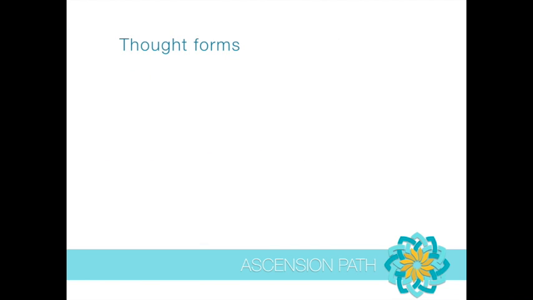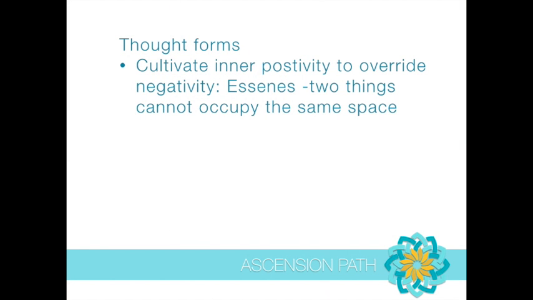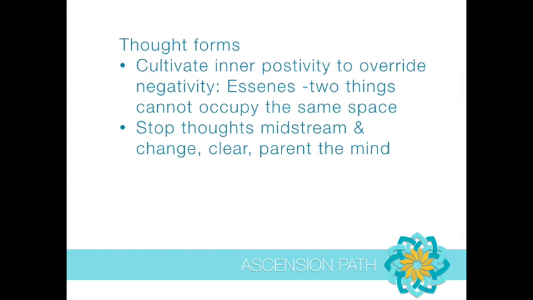Thought forms are one of the things that our lower levels tend to cling to. So during this process, what we're doing is we're cultivating an inner positivity to override negativity. As was mentioned earlier, the Essenes mentioned that two things cannot occupy the same space. So what we're doing is we're stopping thoughts midstream, changing them, shifting them, clearing them, and parenting the mind to change the flow, the neural pathways, creating new neural pathways within the brain so that the brain doesn't keep firing in the same direction of negativity and, oh my gosh, and doing the same thing, same thing, same thing.